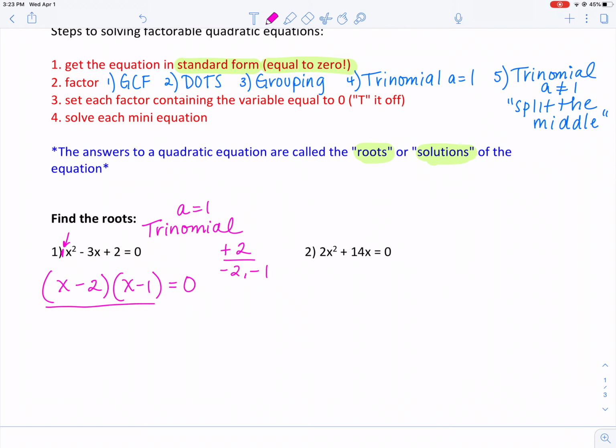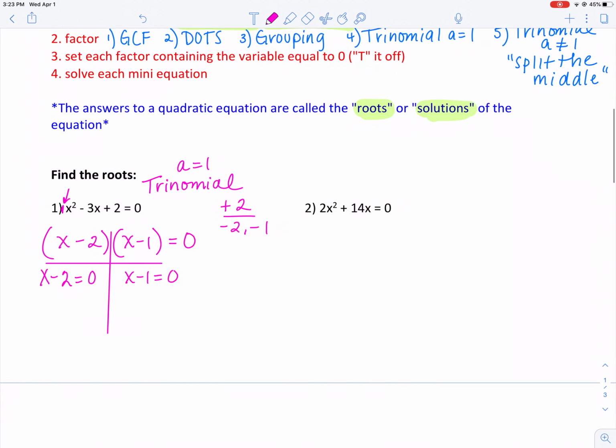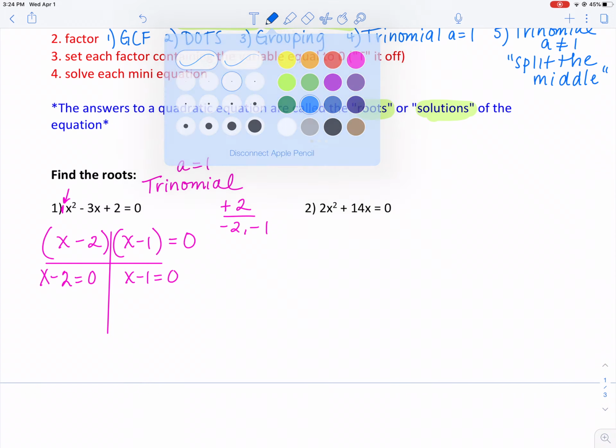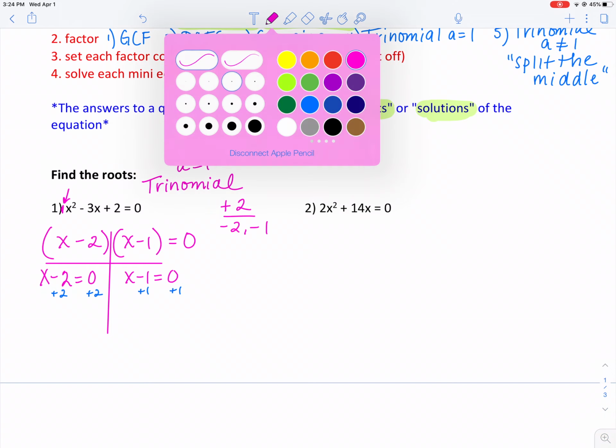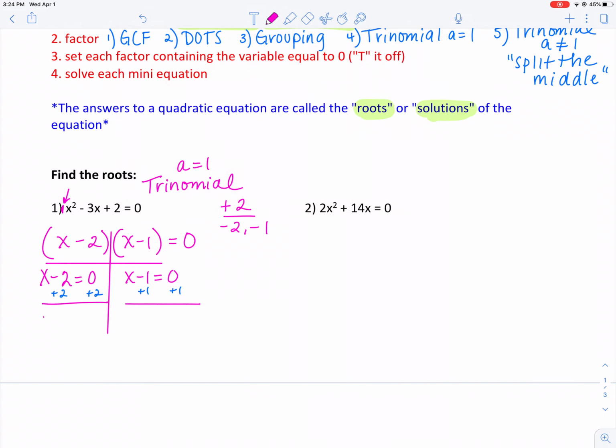And now you have what we started with up top. You're going to take your 2 little parentheses and set up a T. You're going to take x minus 2 and x minus 1 and set them equal to 0. Again, you don't have to show this, but I'm going to show what's going to happen. Technically, I'm going to add 2 to both sides and add 1 to both sides because I'm going to get x, that's 0. 0 plus 2 is 2. And here that's 0, x equals 1.